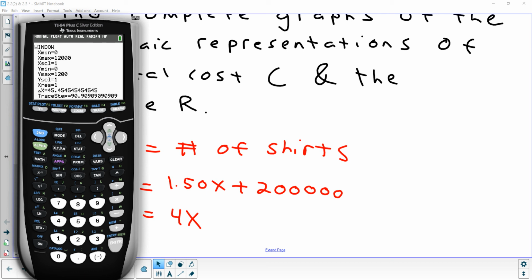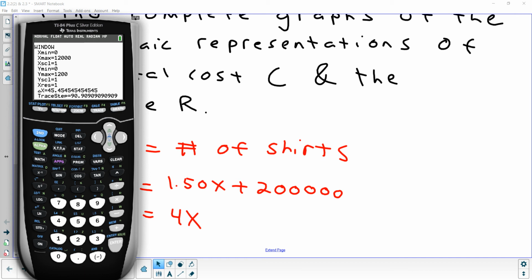Now, x is the amount of shirts we make. We don't know how many shirts we're going to make, but there is a minimum. What would be the smallest number of shirts we could make? Bill? To make a profit or just to make shirts? Just, you know, we have a company and we're going to make shirts this month. What could be the smallest number of shirts we end up making?